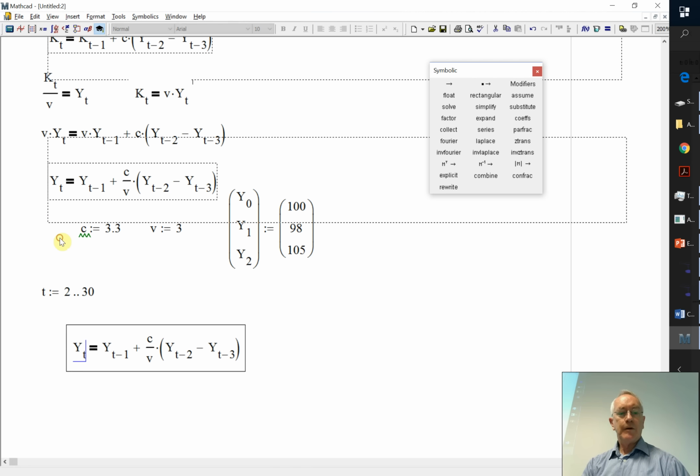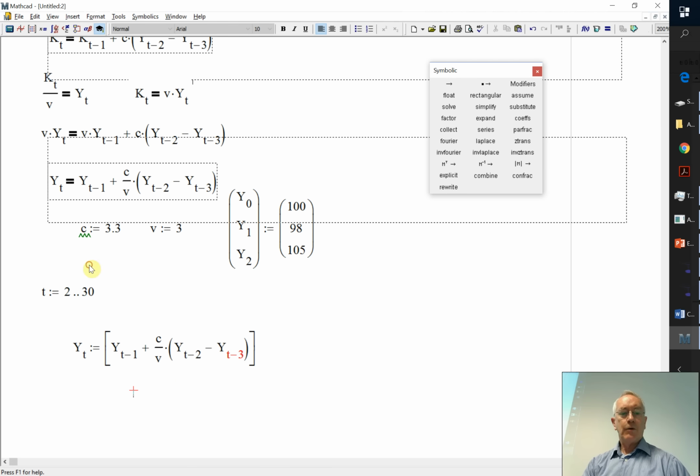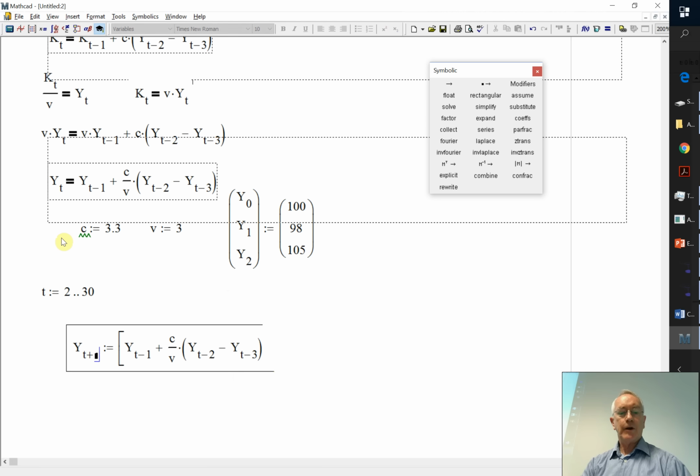And now make this from a definitional statement into an actual equation. And I've got to make this, so let's make this t plus 3, t plus 2, that's t plus 2, that's t plus 1.